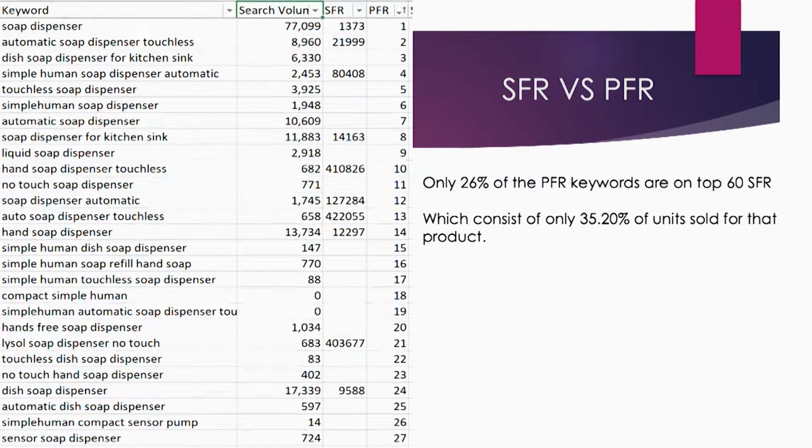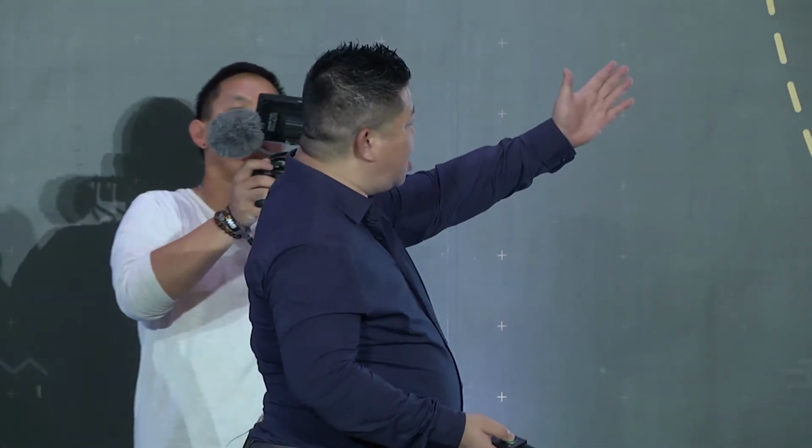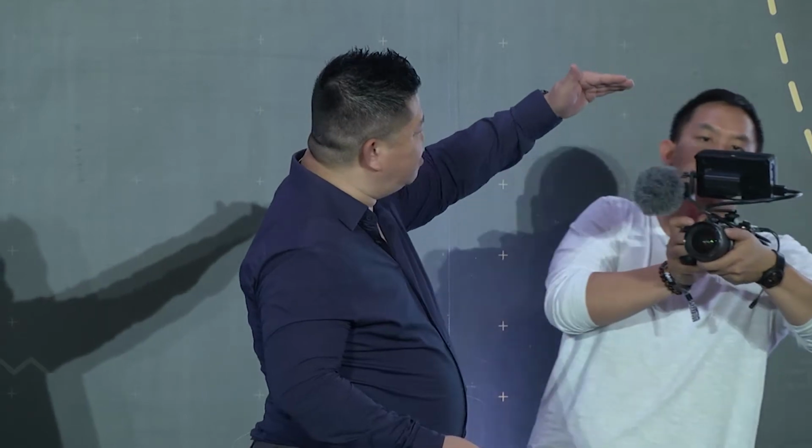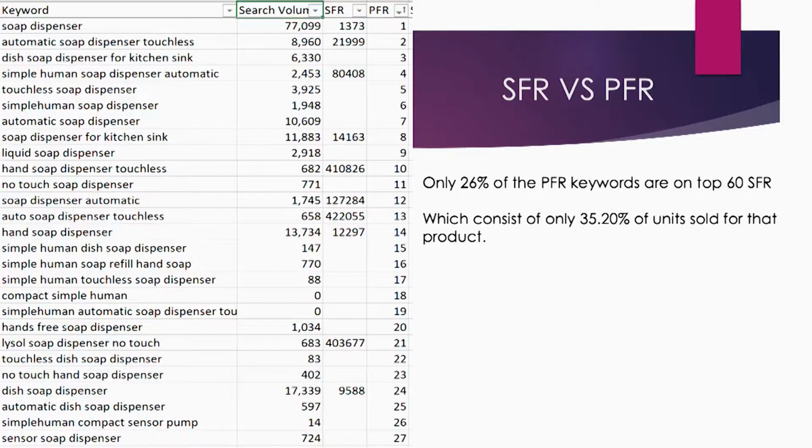So search volume, and then I use that for PFR. PFR number 1 is actually the highest ranking sales keyword. Number 2 is also the second highest ranking, and so forth. So you can see that if I'm just looking at search volume, which is SFR, there's a lot of these keywords that are empty. And you see number 3, number 5, number 6, number 7, the top selling keywords.